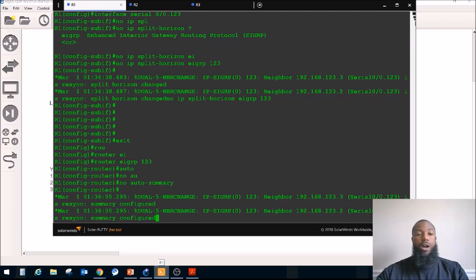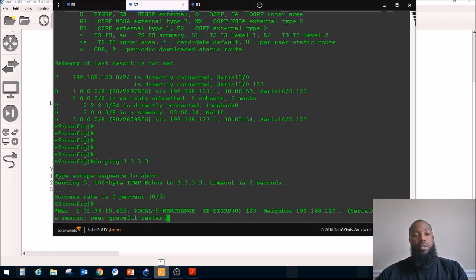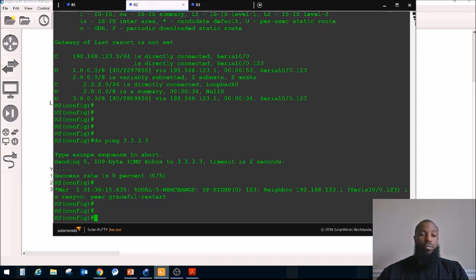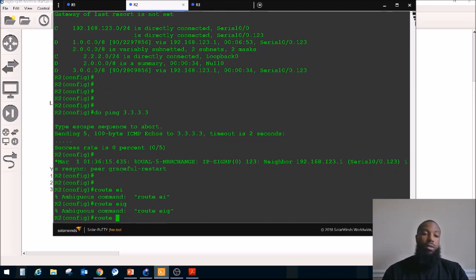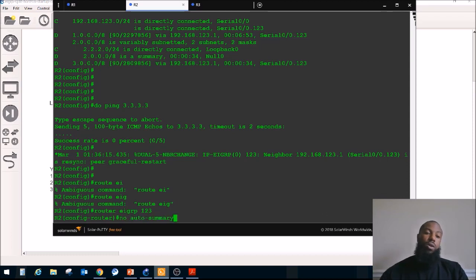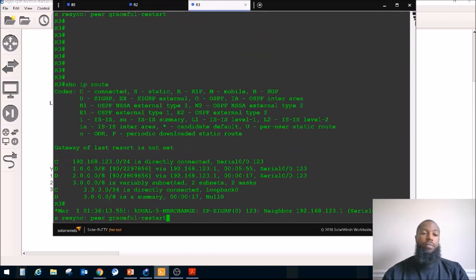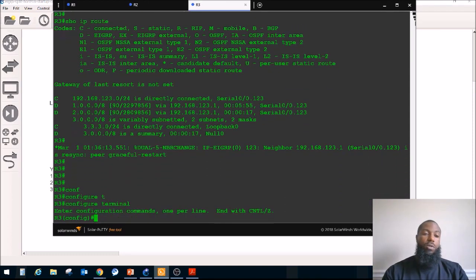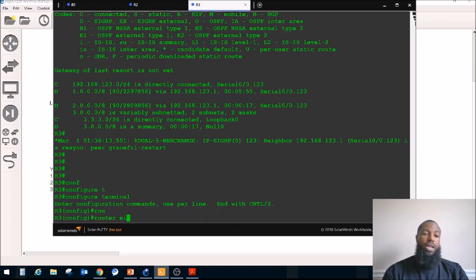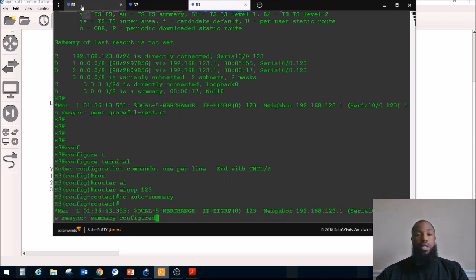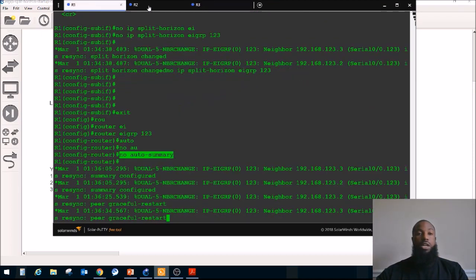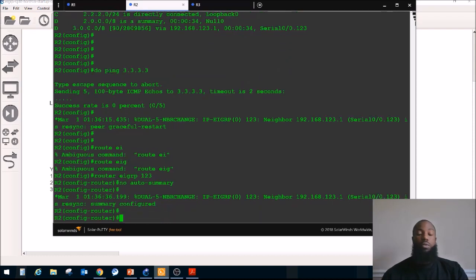So now we are resyncing EIGRP. Router EIGRP 123, no auto-summary. Let's do the same thing on router 3. Configure terminal, router EIGRP 123, no auto-summary. And we resynced EIGRP. Let's see if router 2 can ping router 3 this time.